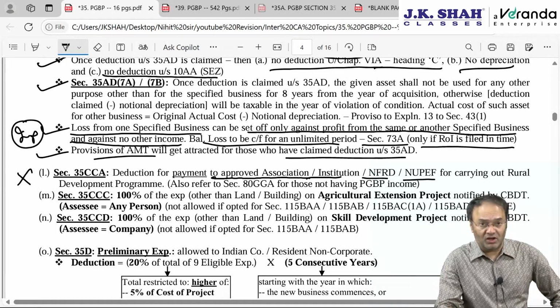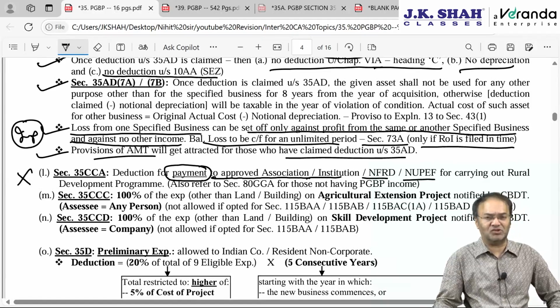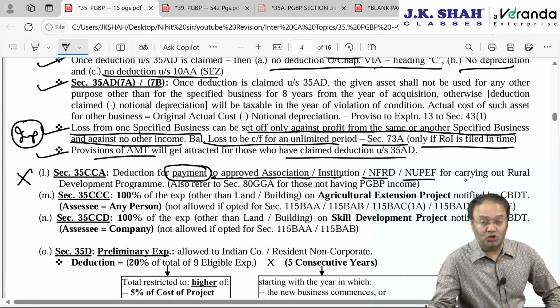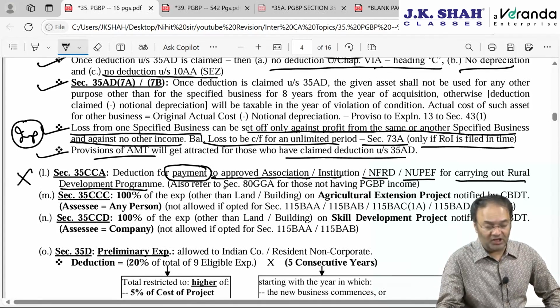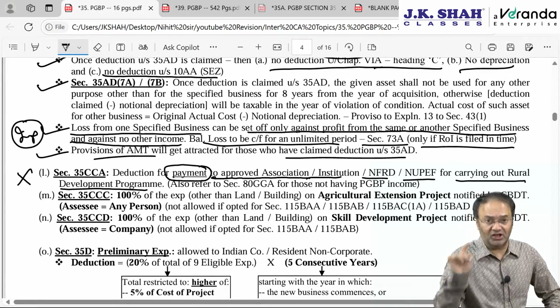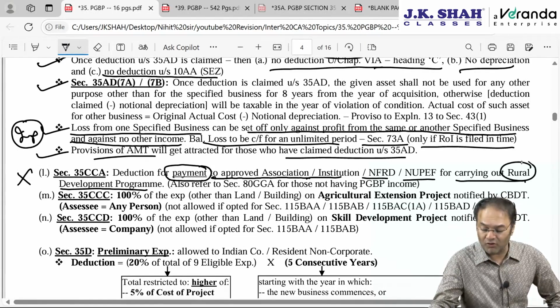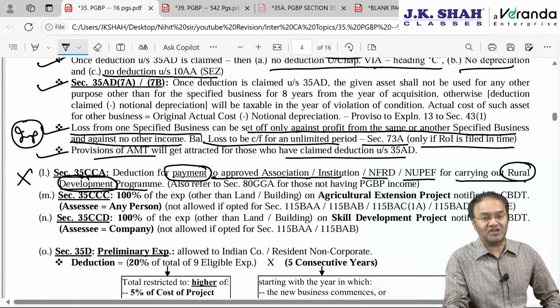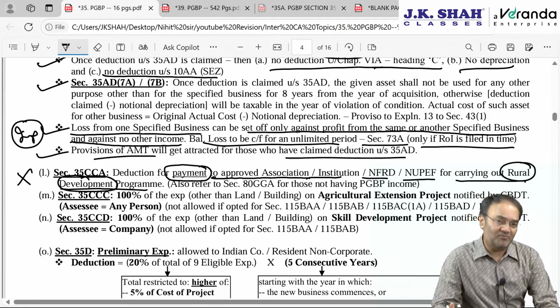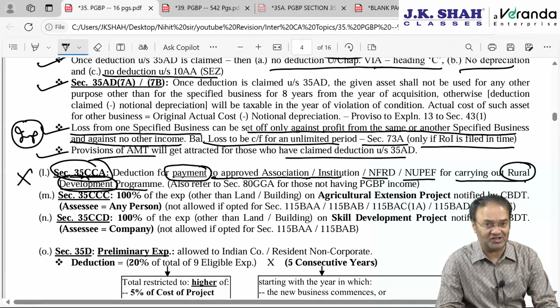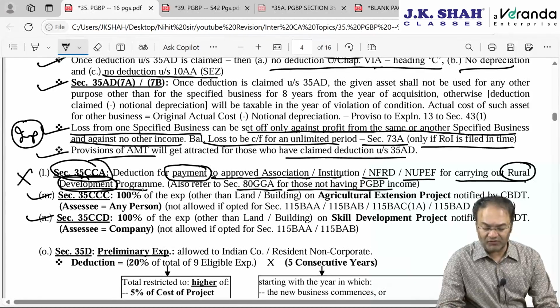You are not spending money by yourself, you are making payment to these people. The approved association, which was approved till some 1984 data, which you need not study. You are making payment to these people so that they can carry out rural development programs. Then you will get deduction under 35CCA. You get the deduction, but not by incurring expenditure by yourself on urban poverty eradication or rural development. You don't do anything. You pass it on and these people will do it. If you have PGBP income, then you will get deduction under 35CCA, and if you don't have PGBP income, you will get deduction under 80GGA.